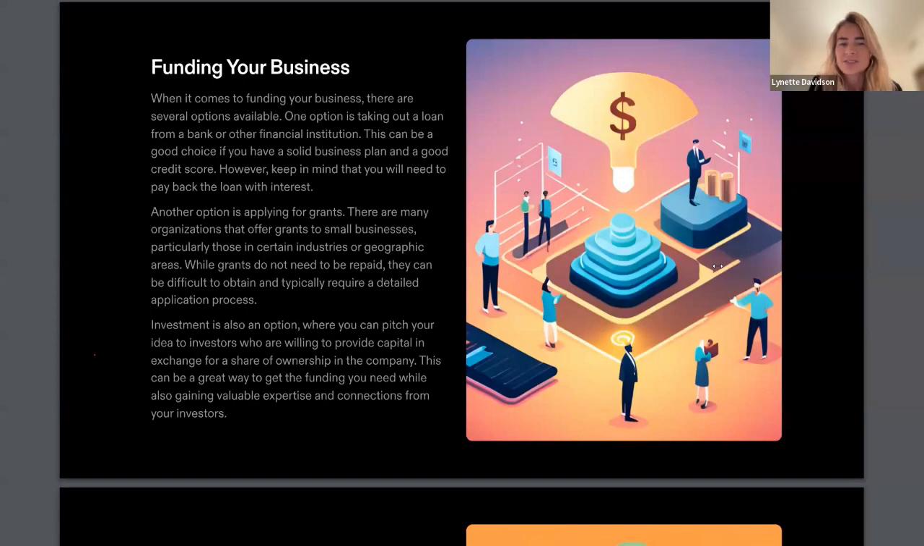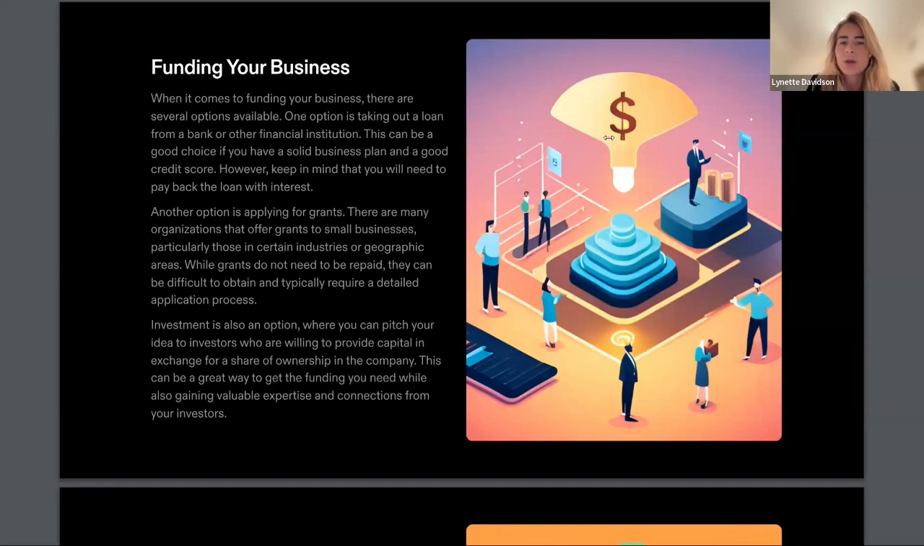When you want to fund your business, there are several options available. One option, of course, is to go to the bank and ask if you can get a loan. This can be a good choice if you have a solid business plan, because if you don't have a solid business plan, the bank is, of course, not likely to give you a good credit score, because they want to make sure you're able to pay back the loan. However, keep in mind that you will need to pay back the loan with interest. So an interest rate will apply if you go to the bank, and you need a very solid plan.